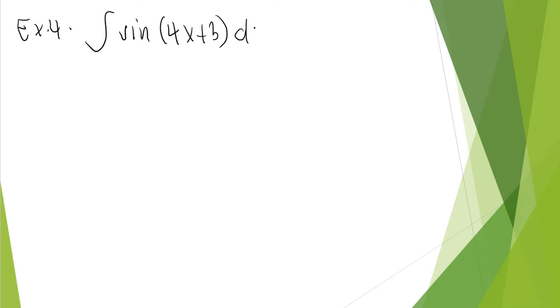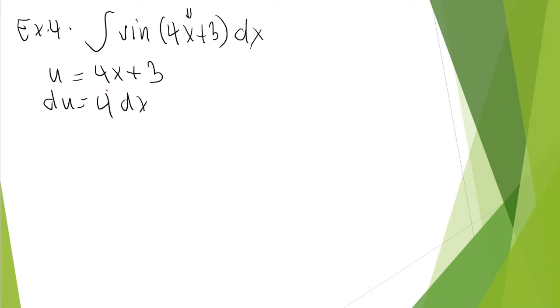So, for our last example of lesson 1, determine the antiderivative of the integral of sine quantity 4x plus 3 dx. Okay? This is the nested function. So, this will become u. Let u equal 4x plus 3. And then, the derivative of 4x plus 3 is 4. Kasi yung 4x is just 4 and then yung plus 3 is 0. And then 4, lagay mo ng dx.